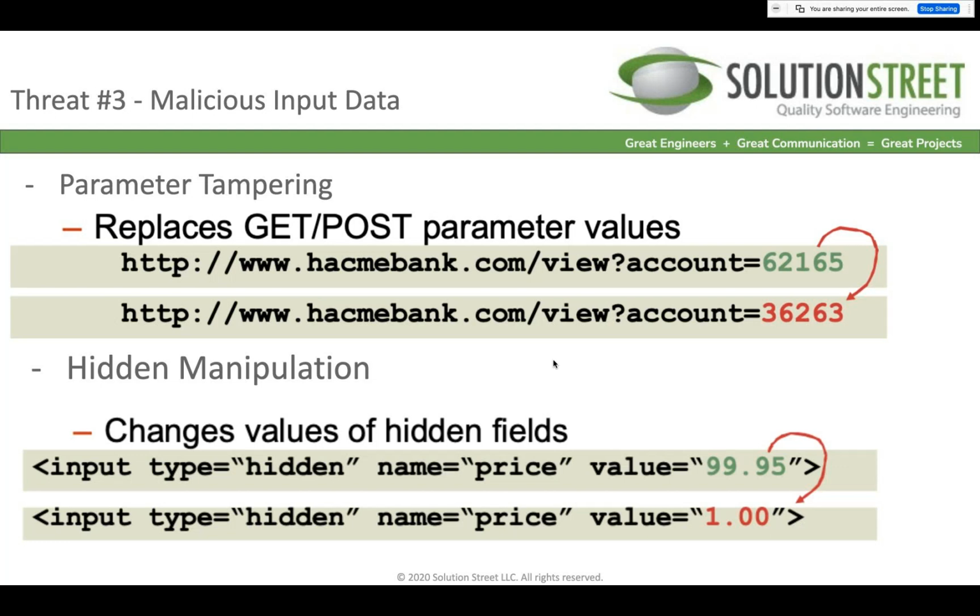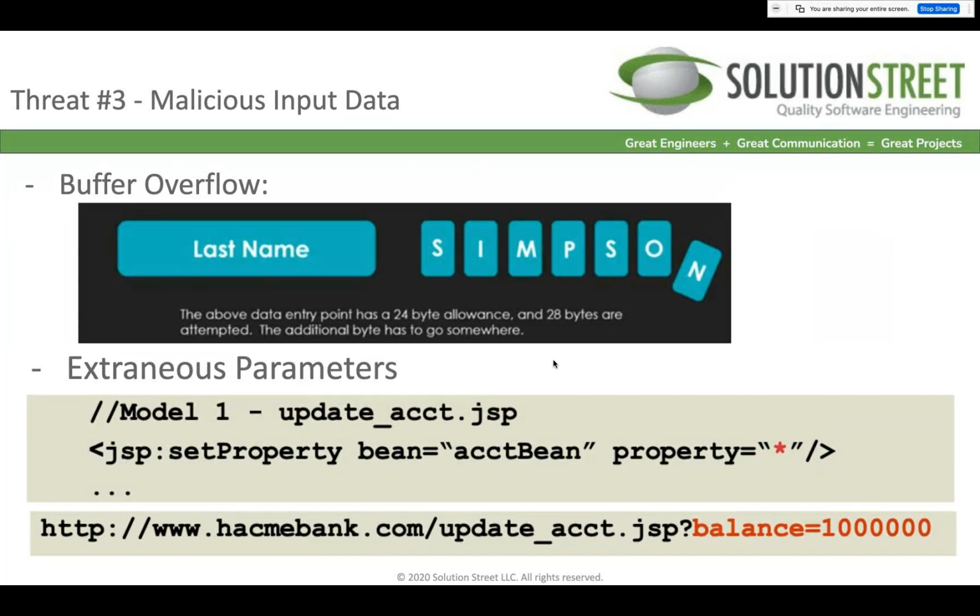The other thing they do is manipulate hidden form fields. A lot of times if we're building a multi-page transaction, we'll use the data from page 1 and stick it into hidden fields in page 2, and then we'll use those hidden fields to submit to the server. Well, in this case, maybe the price of an item was $99.95. I can just go in and change it to $1, and then when that gets submitted, I'm only charged $1 for the purchase.